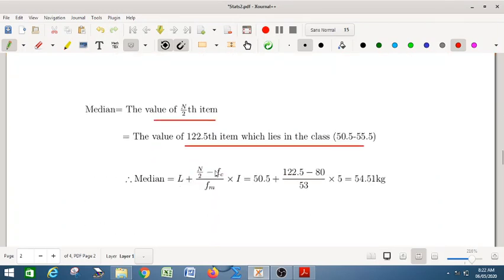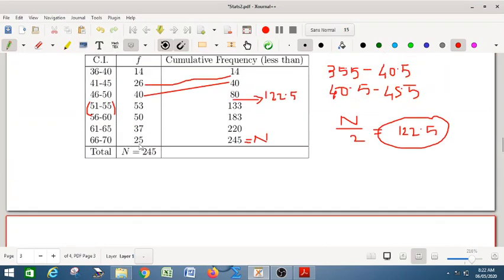So median is given by this formula. The lower boundary of the median class is 50.5, as you can see in the table. 50.5 is the lower boundary of the median class, and the frequency of the median class is 53. The cumulative frequency below the median class, that is FC, is 80, and this is your FM.